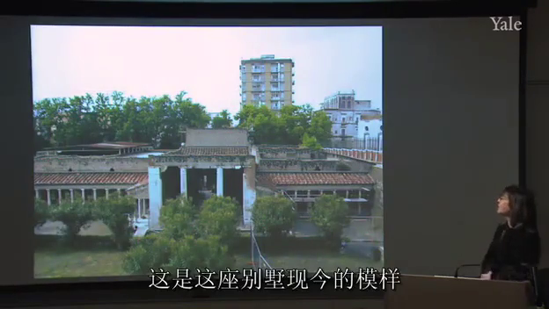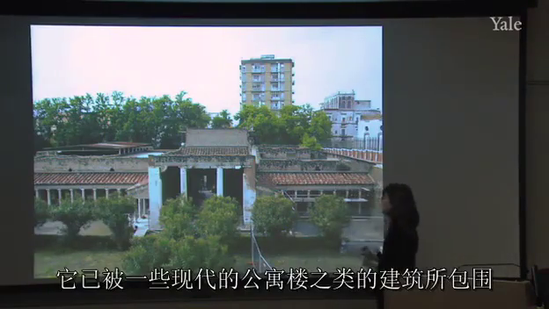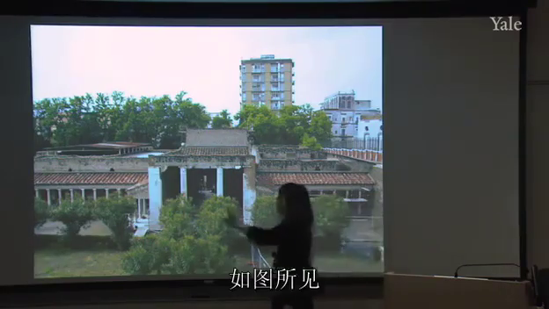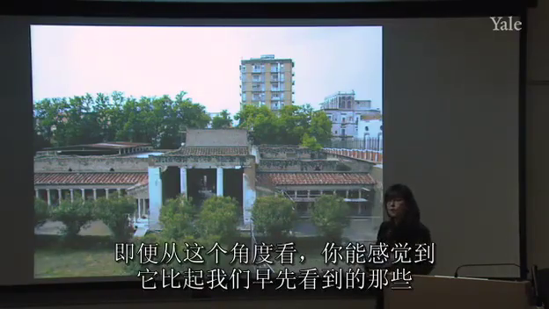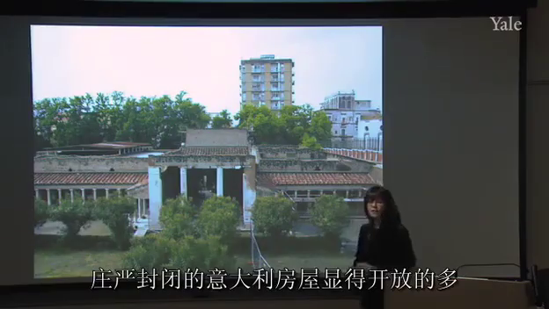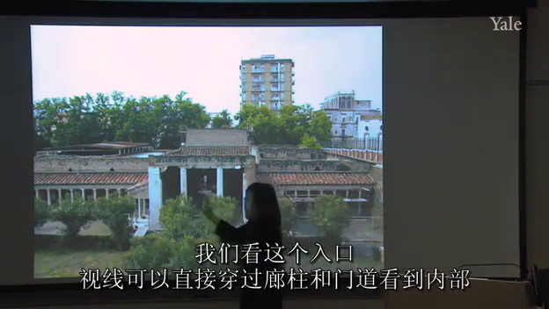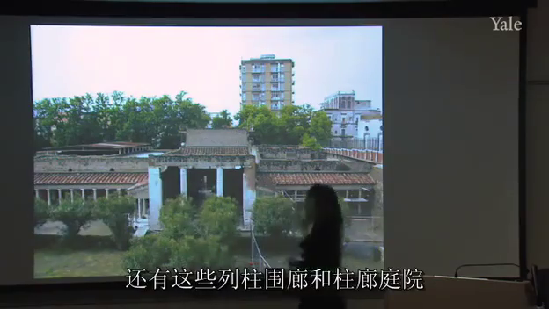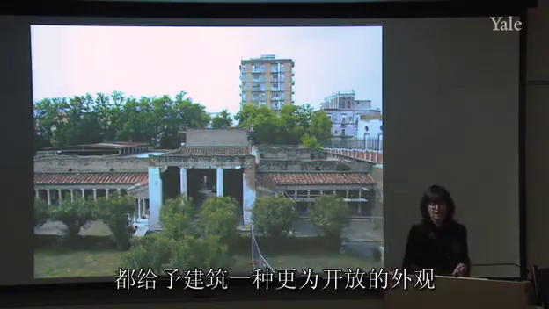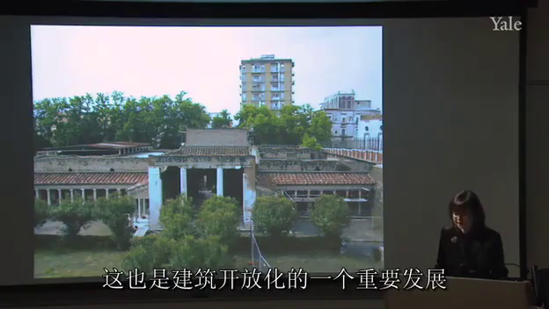This is a view of the villa as it looks today. You can see, like Herculaneum, it is very closely surrounded by modern apartment houses and so on. Here you see it. It's only, again, part of what the original villa was. But even from this view, you can get a sense of how open it was compared to those very enclosed, severe Domus Italica houses that we began with. You see here this opening up, views through columns and doorways, but also these peristyle courts and colonnaded courts that again give this a very open appearance, which is part of this important development toward that kind of openness.